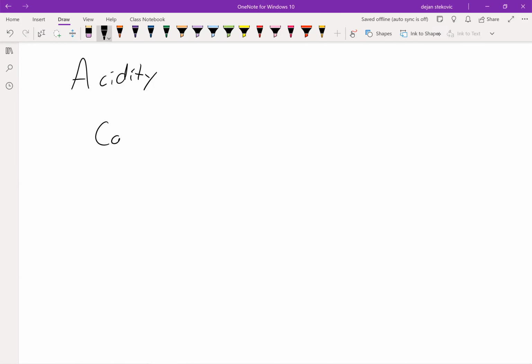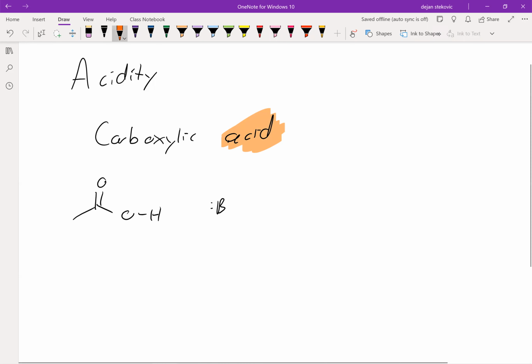As the name implies, carboxylic acids act as acids, and so they have acidity. If you think about the acid-base reaction, you can easily identify the most acidic proton. It's the one that's attached to the oxygen. We can easily deprotonate that.